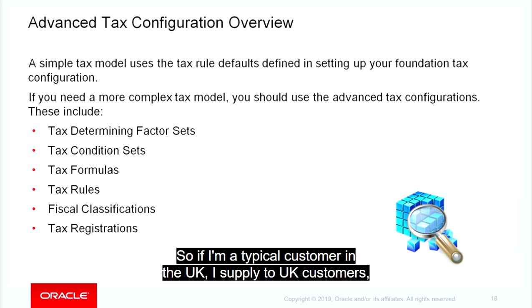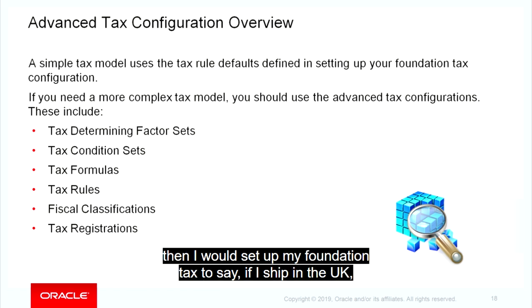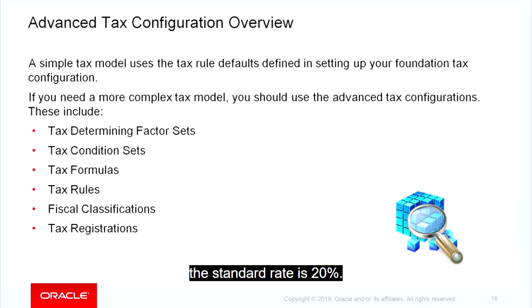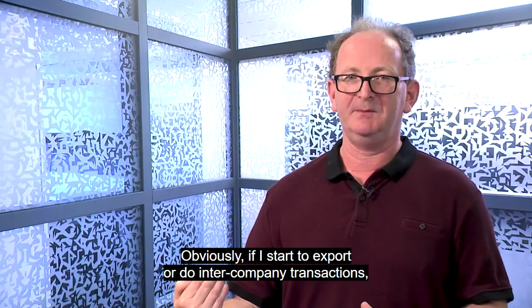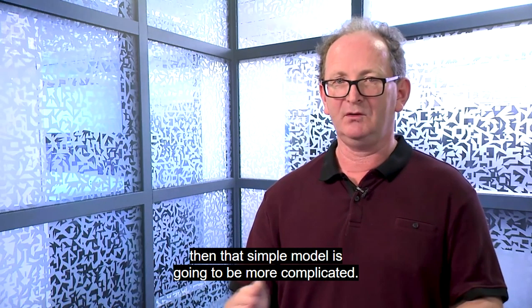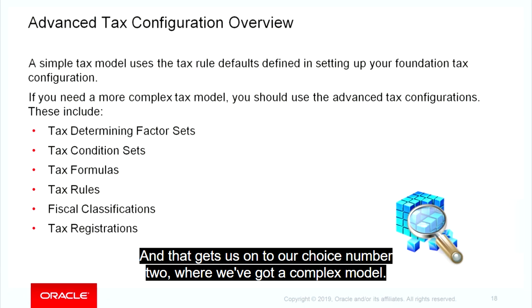So if I'm a typical customer in the UK, I supply to UK customers, I ship from UK warehouses, and my goods are normally standard status or rated, then I would set up my foundation tax to say if I ship in the UK, the standard rate is 20%. Obviously, if I start to export or do intercompany transactions, then that simple model is going to be more complicated. And that gets us on to our choice number two, where we've got a complex model.